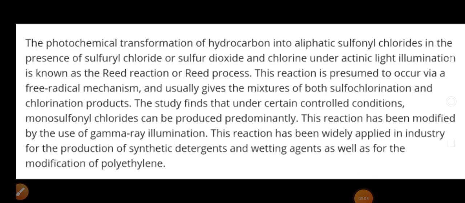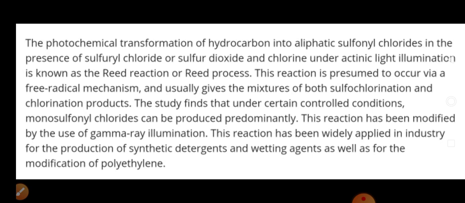Today, let us see a topic, the Reed free radical reaction from organic chemistry. Students, this Reed reaction is actually the chlorosulfonation of hydrocarbons, which proceeds through a free radical reaction mechanism.